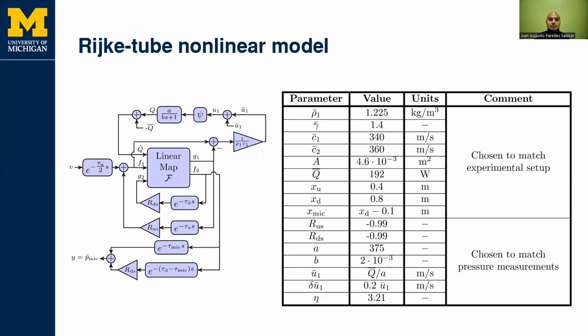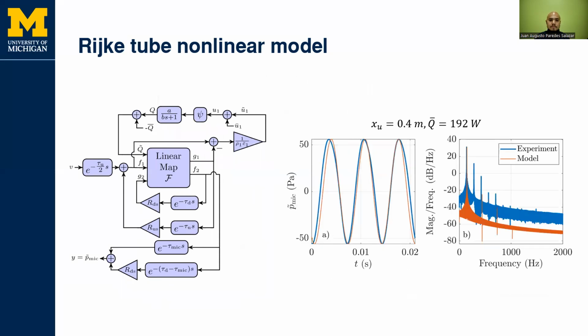Here are slides of the parameters used in this model and the values used in this work. Some of these were chosen to match the experimental setup, while others were chosen so that the free response of the system under no speaker modulation matches that of the experimental results. Here is a comparison between the resulting oscillation from the proposed model with the parameters shown in the previous slide and the Rijke tube experiment in our laboratory for a single operating condition. While the fit is not exact, we'll later show that the model is accurate enough for preliminary testing.